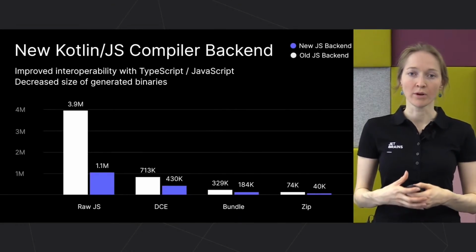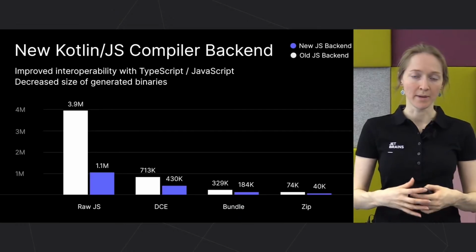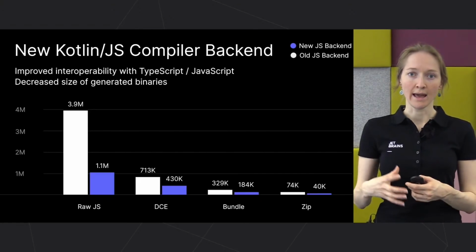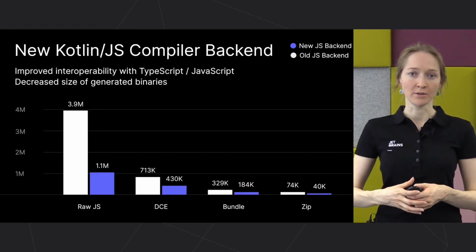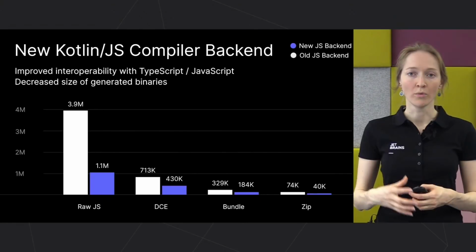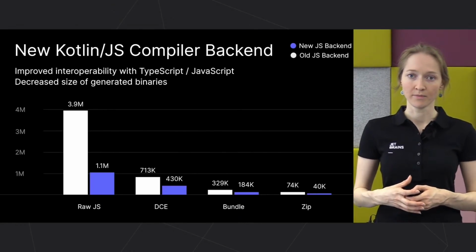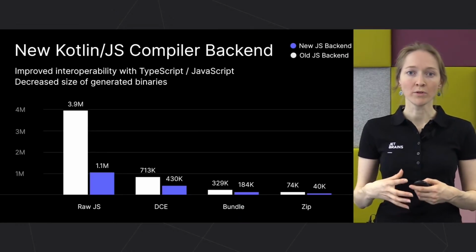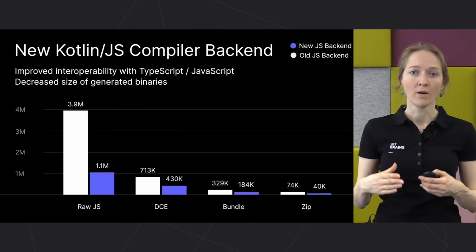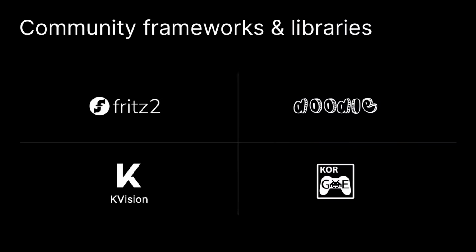What's new for Kotlin/JS in 1.4? You can try the new compiler backend, which is currently in alpha. It will become the new default in the near future, and it considerably improves the size of generated binaries. It also comes with a new, more comfortable way of interoperating with the JavaScript and TypeScript ecosystem. In addition to the new compiler, 1.4 also introduces new features for managing style sheets and NPM dependencies and more, all of which are ready for you to use. We warmly welcome the growing number of community libraries and frameworks for Kotlin/JS, like Fritz2, Doodle, KVision, or Korge.